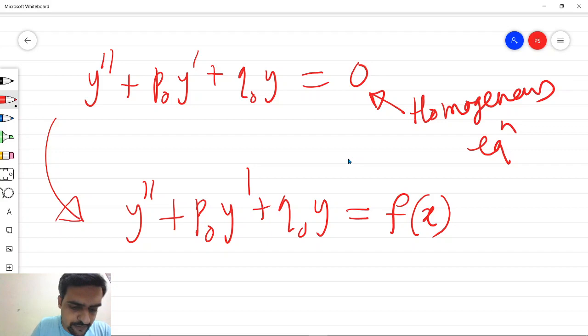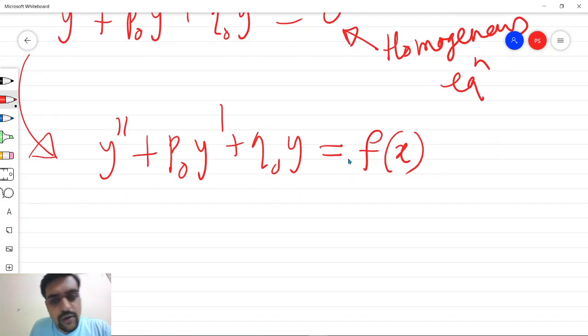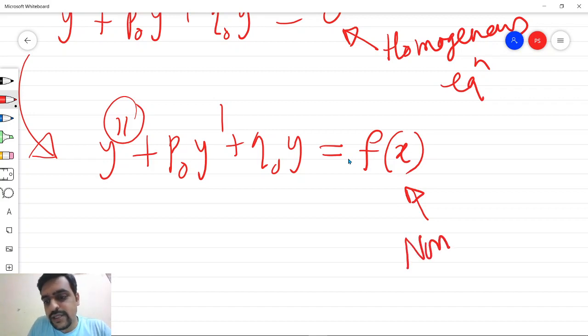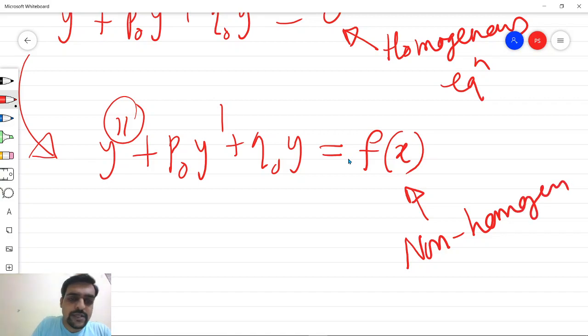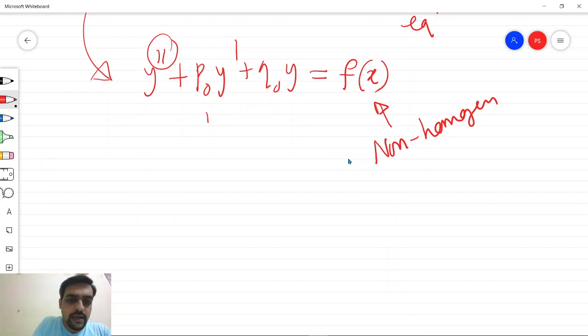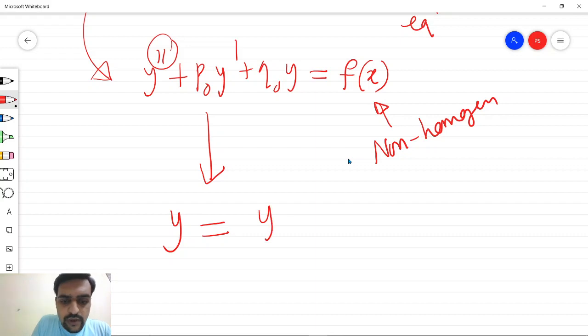Everything remains the same. P0 and Q0 are constant coefficients. The differential equation is second order. It is linear, so it does not involve any quadratic or cubic terms. But on the right hand side, 0 is replaced by a function of x, so it makes the equation non-homogeneous. Now such an equation has a solution of this form: y equal to yc plus yp.